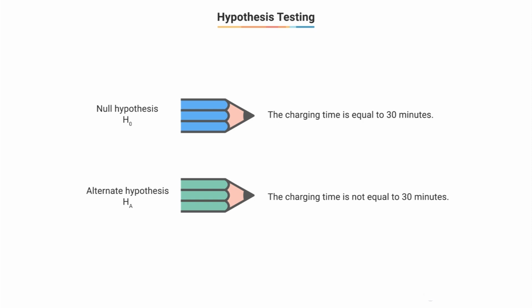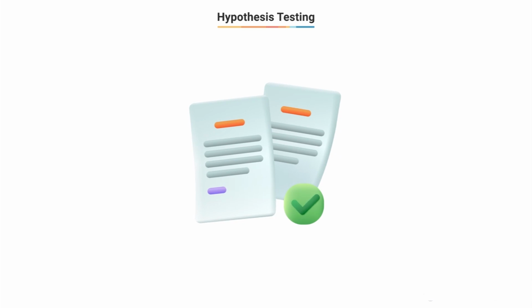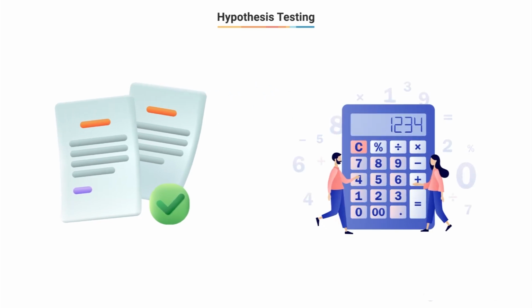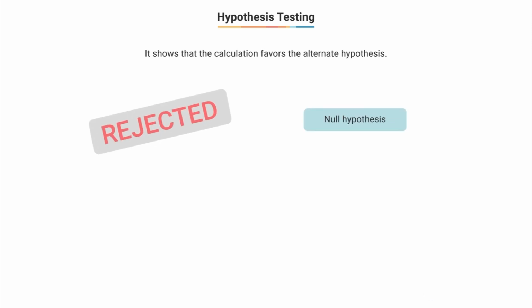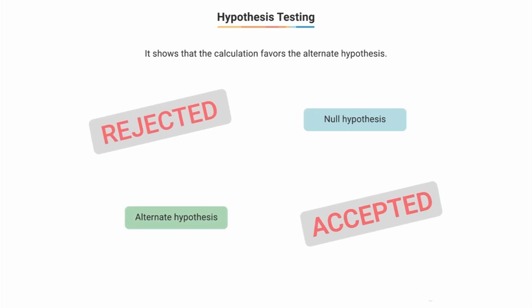Now since only one of them must be true, in order to find out which statement is correct, you perform some calculations. We'll discuss these calculations in later segments. And it turns out that the calculation is favoring the alternate hypothesis. Then the conclusion to your test should be that you reject the null hypothesis or accept the alternate hypothesis.